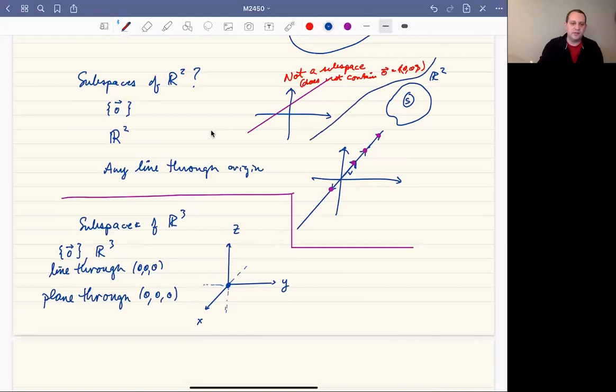So if we have a line or a plane being a subspace, it's got to contain the origin. That turns out to be important.